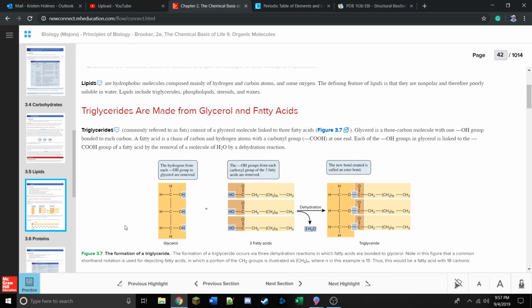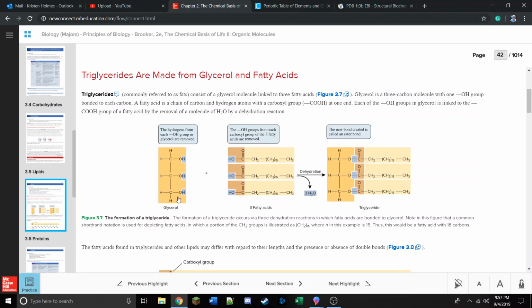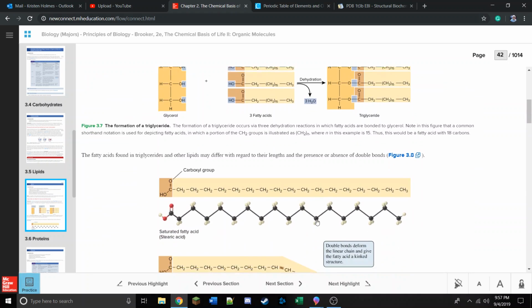Alright, so here we see glycerol and 3 fatty acids. Take away their water through dehydration, and it makes a triglyceride. These lovely little bonds are called ester bonds.